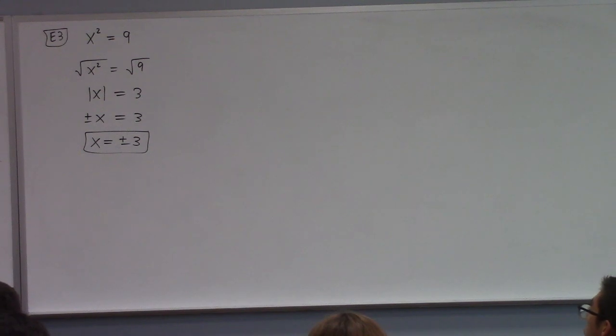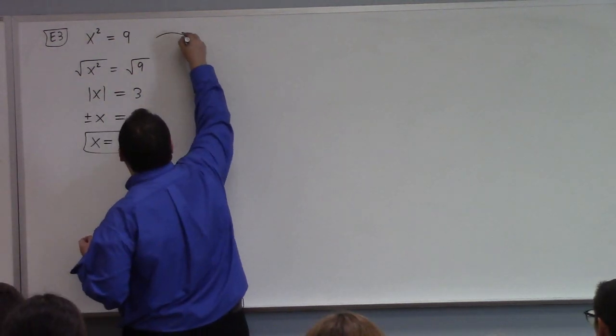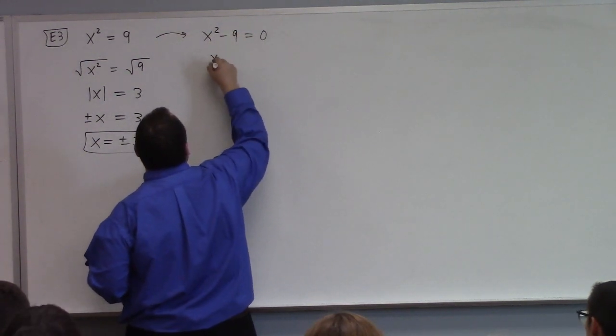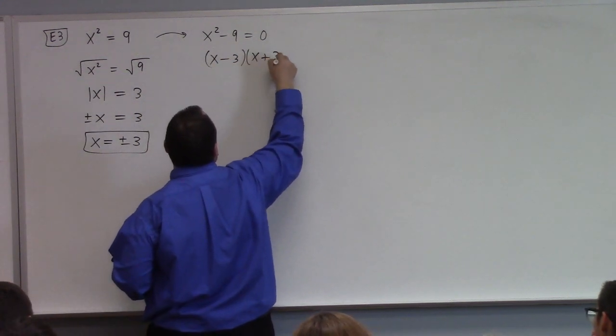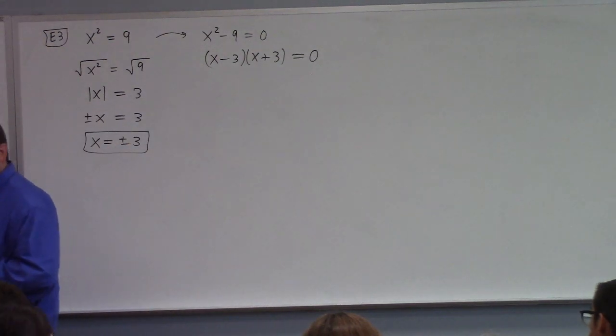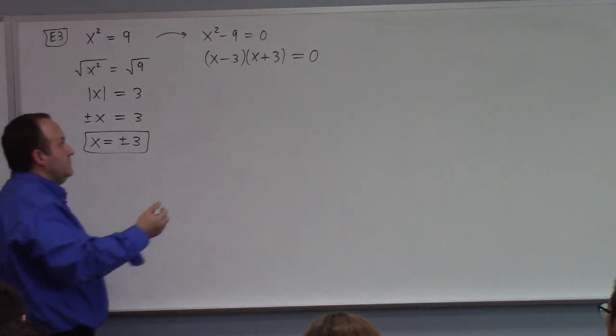How about factoring? We could understand this with factoring as well, right? The other way you could look at this example would be x squared minus 9 equals 0, which factors as x minus 3 times x plus 3 equals 0. So from that perspective, it's obvious that the solution should be x equals 3 and x equals minus 3, right?